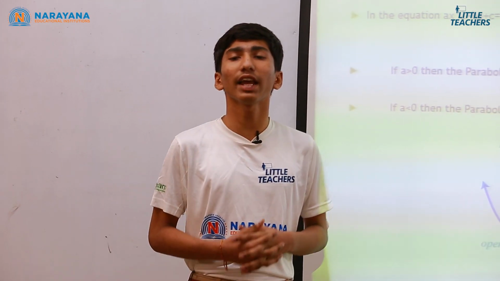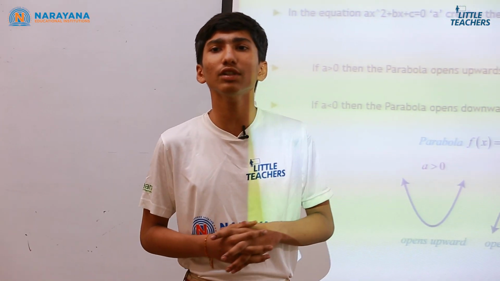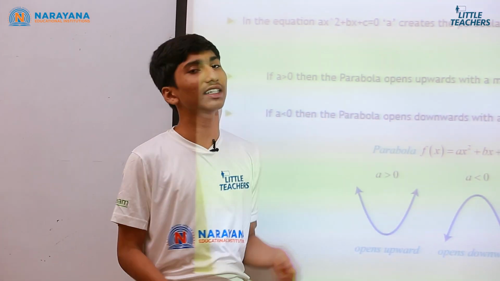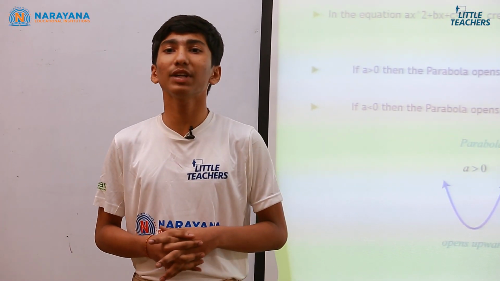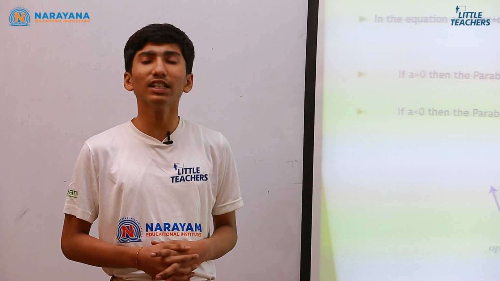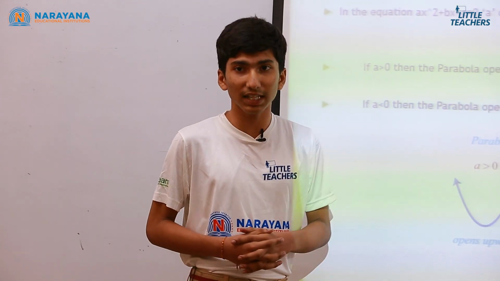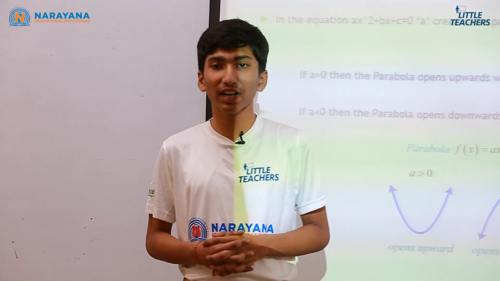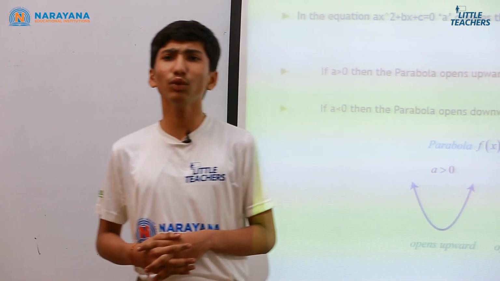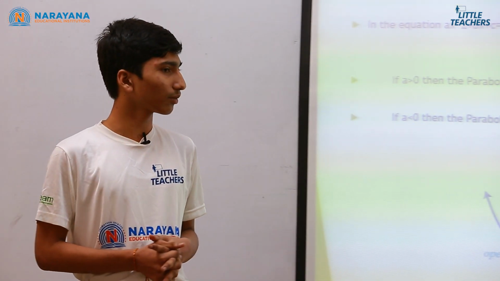In the equation ax square plus bx plus c equals 0, the term a decides whether the parabola opens upward or downward. If a is greater than 0, then the parabola opens upward with a minimum value. If a is less than 0, the parabola opens downwards with a maximum value.